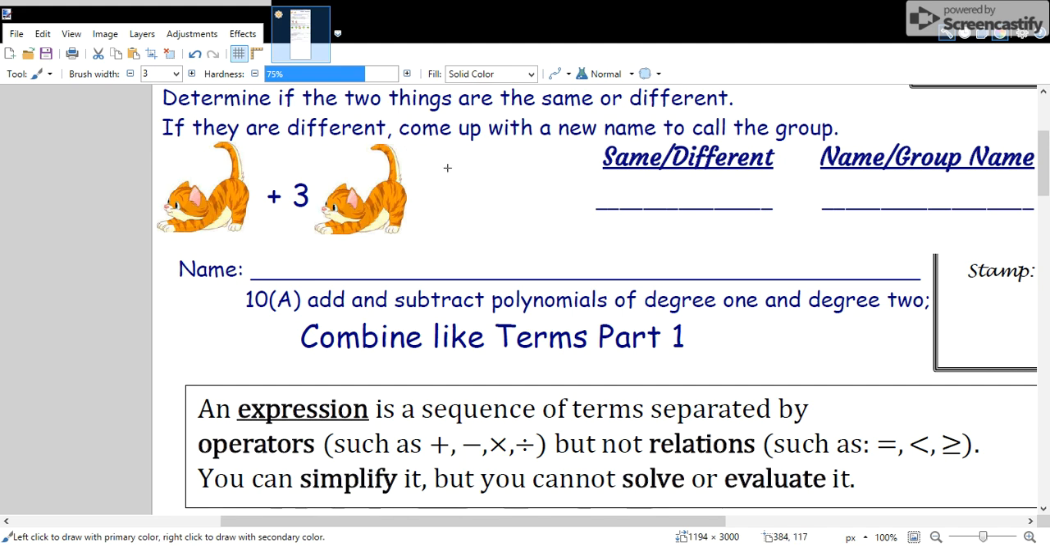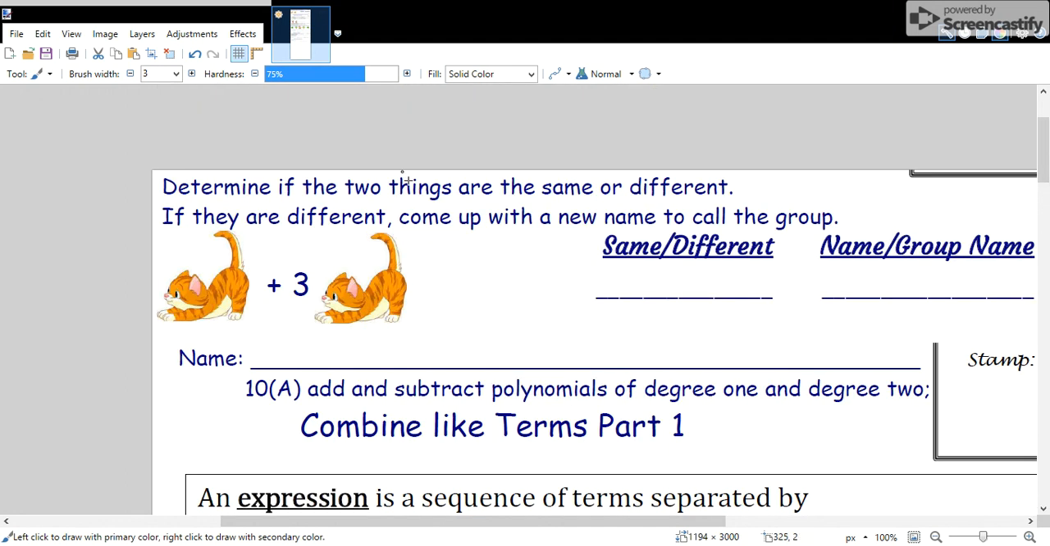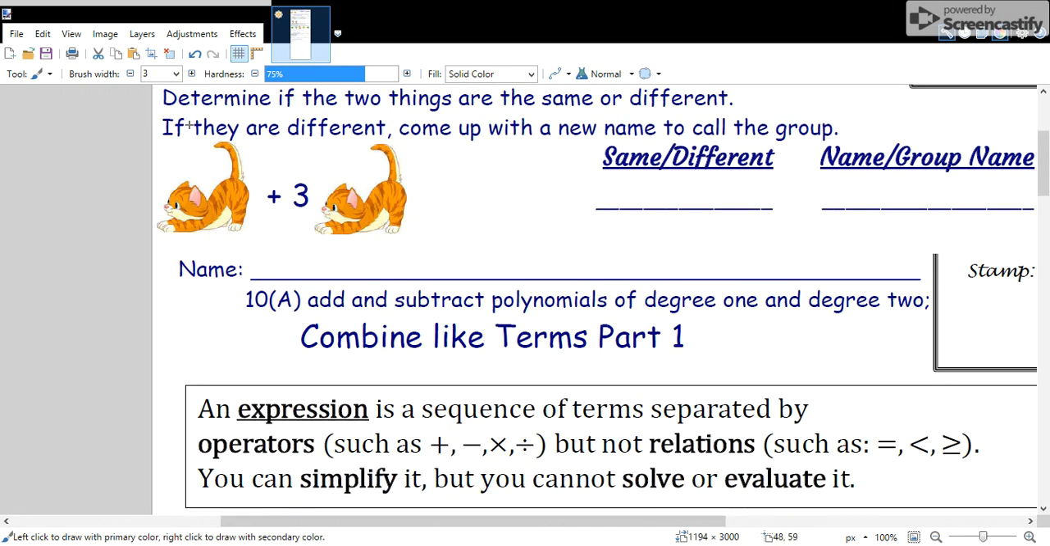Let's look at our 10A worksheet for additional topics. Determine if the two things are the same or different. If they are different, come up with a new name to call this group. So we have cat plus 3 cats. Well, cats and cats are the same.